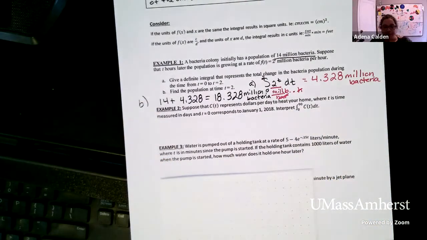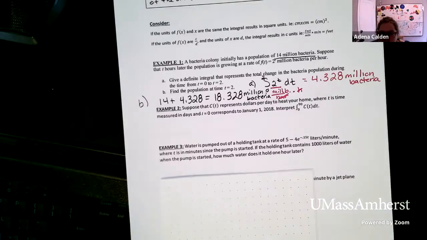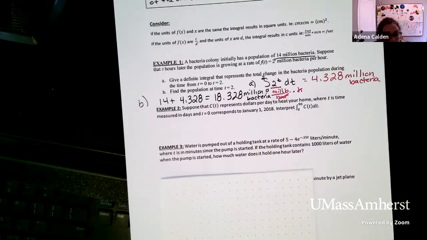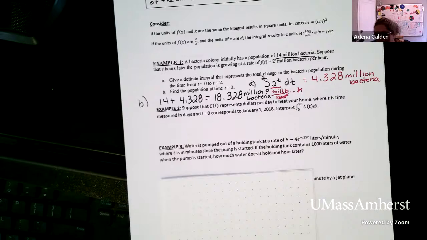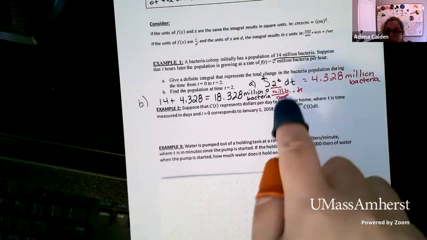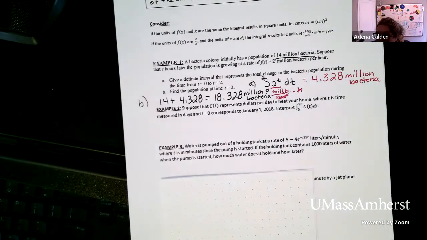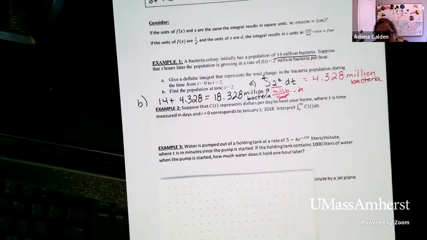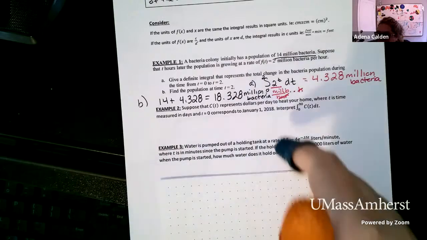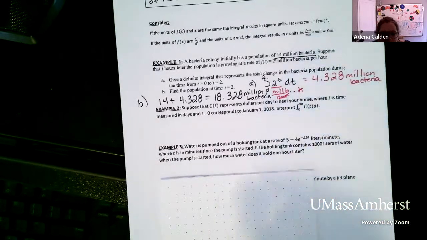For example 2, suppose that C of t represents dollars per day to heat your home, where t is time measured in days and t equals 0 corresponds to January 1st, 2018. Interpret the integral from 0 to 90 of C of t dt. So what does that mean? We're asking what this integral represents. You can't actually calculate anything here because we don't know the function for C of t. We're asking what it represents. So once you calculate the integral from 0 to 90, what are the units going to be?